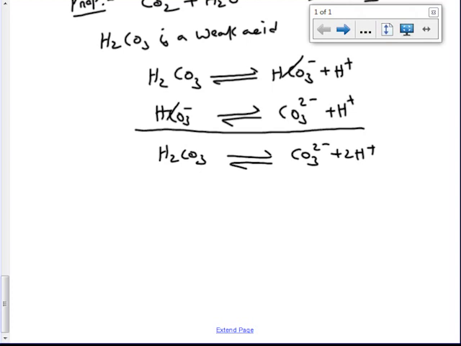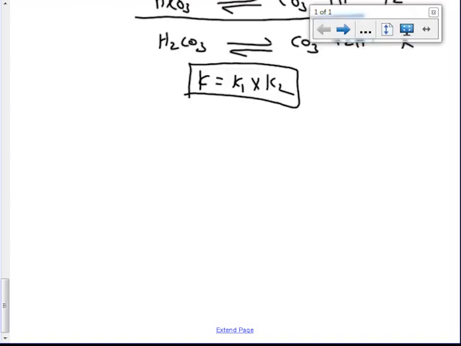These two are cancelled. If the dissociation constants are K1 and K2, and the overall one is K, then what is the relation? K is equal to K1 into K2. This type of problem we solve in the acid-base chapter. For a weak acid we have to see the dissociation constant. H2CO3 is a weak acid and will break up into CO3 2 minus plus 2H plus.